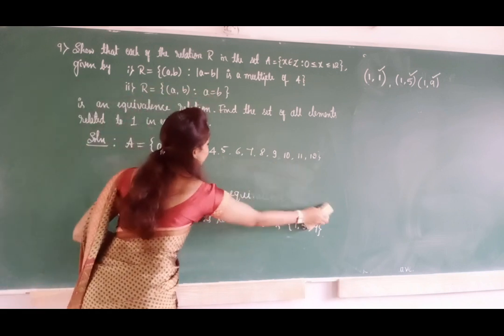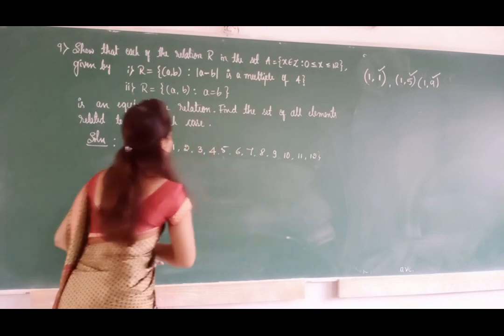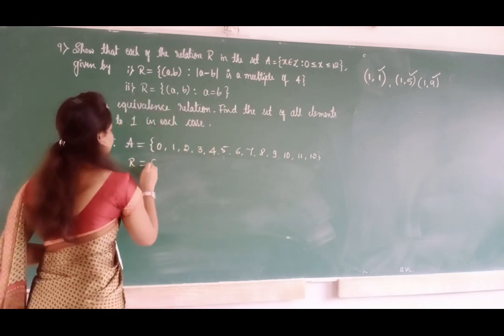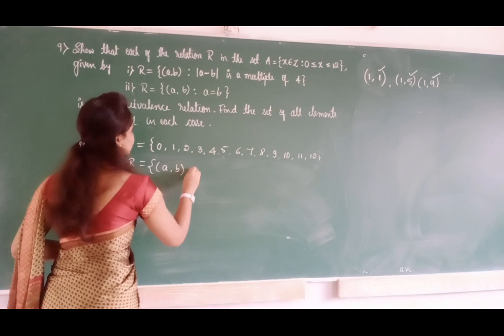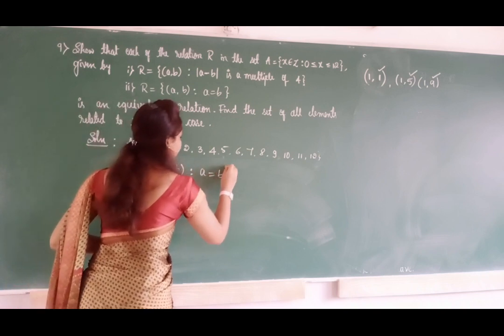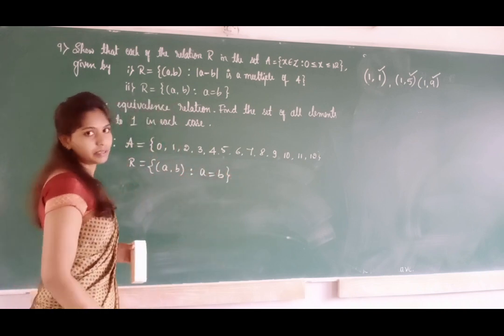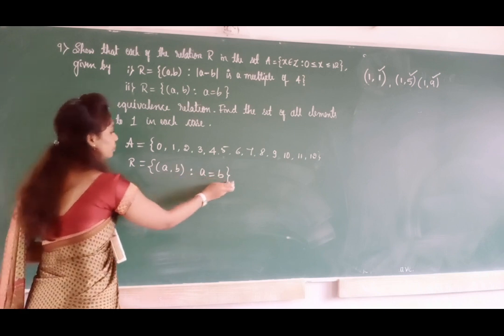Now move on to the second question. What is the relation here? R is equal to the set of all ordered pairs A, B such that A is equal to B.